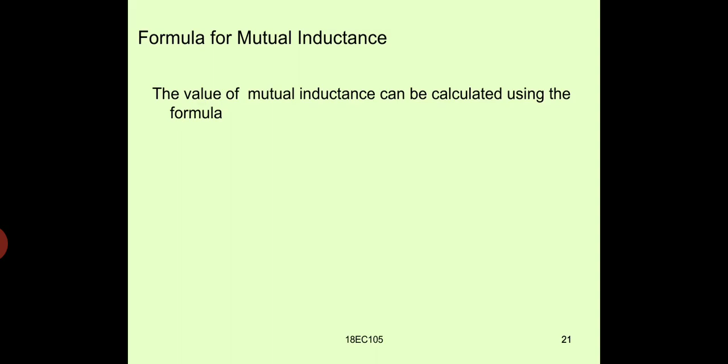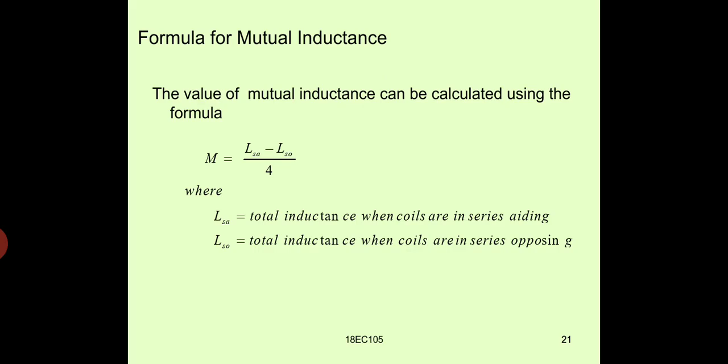Now let us derive the formula for the mutual inductance. How to find it out from these two? The value of the mutual inductance can be calculated using the formula M equal to LSA minus LSO divided by 4, where LSA is the total inductance when the coils are series aiding, and LSO, as we have just done, is the total inductance when both the coils are in series opposing to each other. So M will be equal to (LSA minus LSO) by 4, and that is the equation for that.